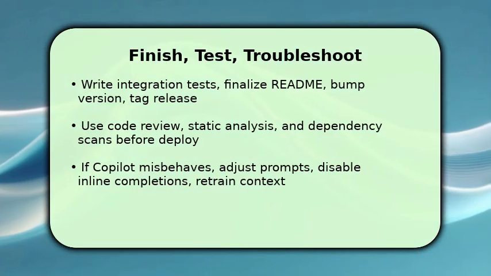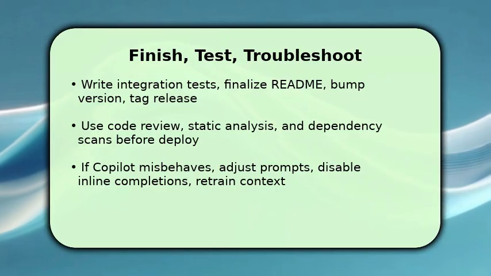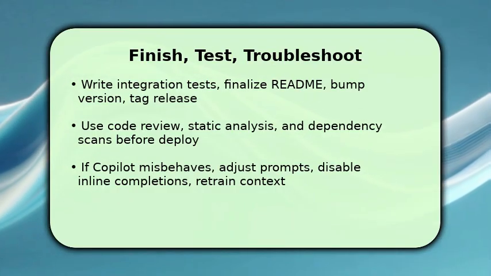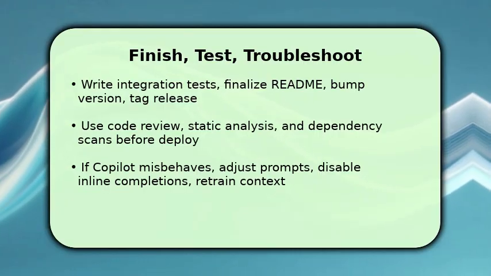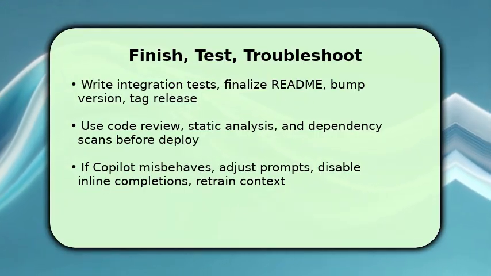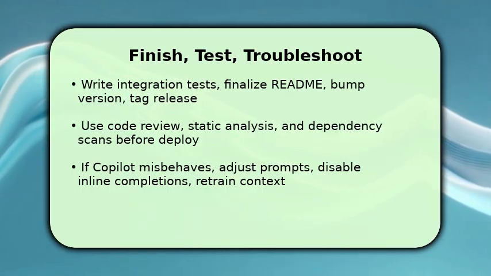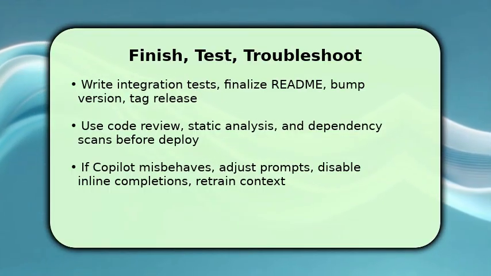To finish, create integration tests and a release checklist, update README and bump the version. You run linters, dependency scanners, and a final full test suite, then perform a human code review before merging and deploying. If Copilot produces incorrect or insecure code, don't blame it.